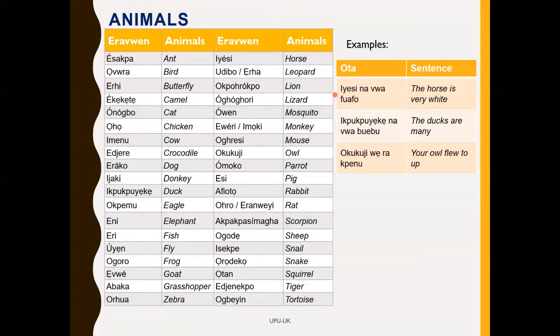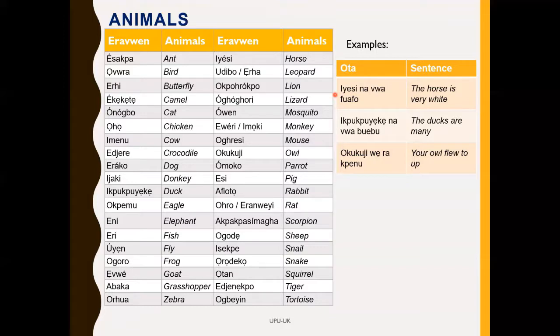So you can always substitute Iyesi with some other animal that can be white as well. Maybe cat. Onugbo nawa fuafu. So onugbo, which is cat, nawa fuafu. So oho nawa fuafu, the chicken is very white. So keep substituting the animal with other animals just to try and familiarize yourself with sounding out those animals. You can see them to the left-hand side there.